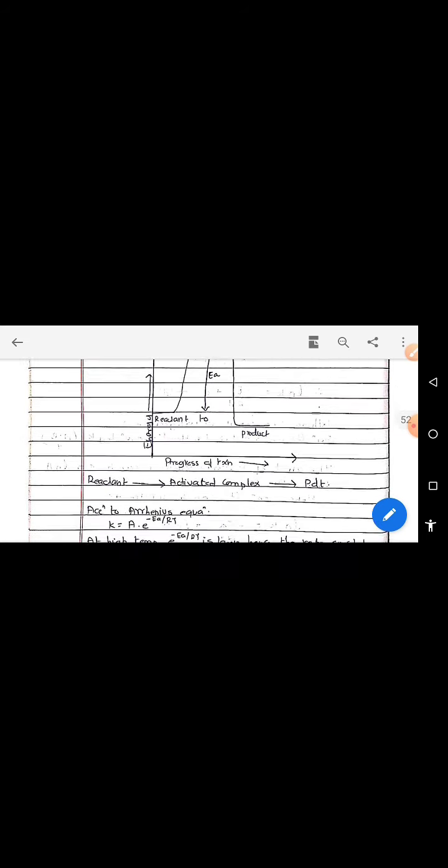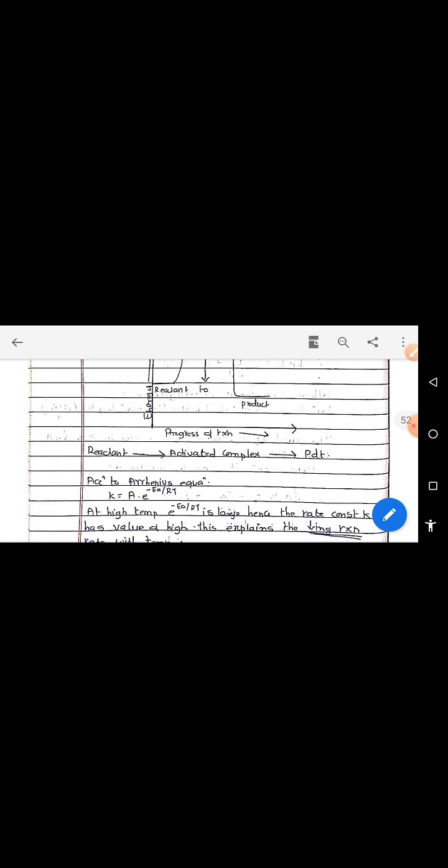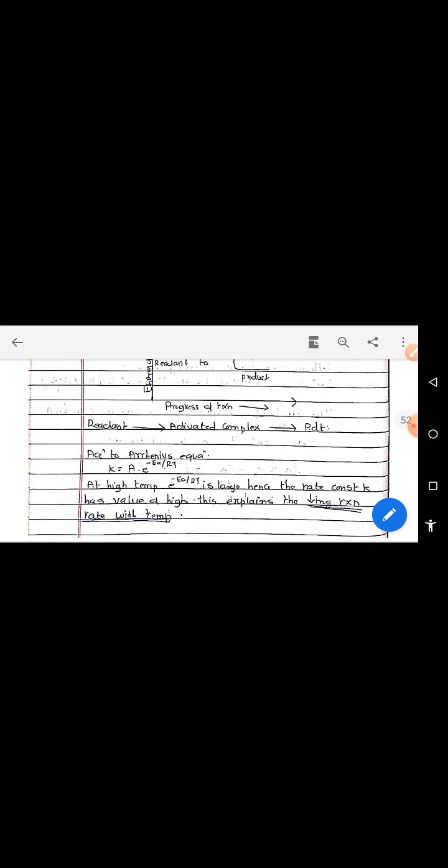Energy is high at the transition state because at that time it is on the peak of the energy, and as it goes down, the product energy increases and the formation of the product is in process. So we have the reactants, the activated complex and the products.